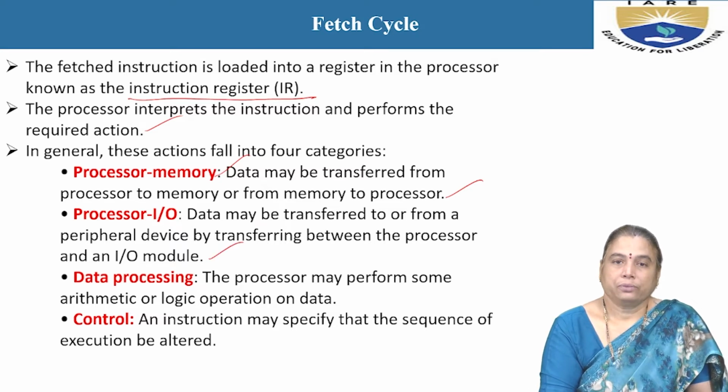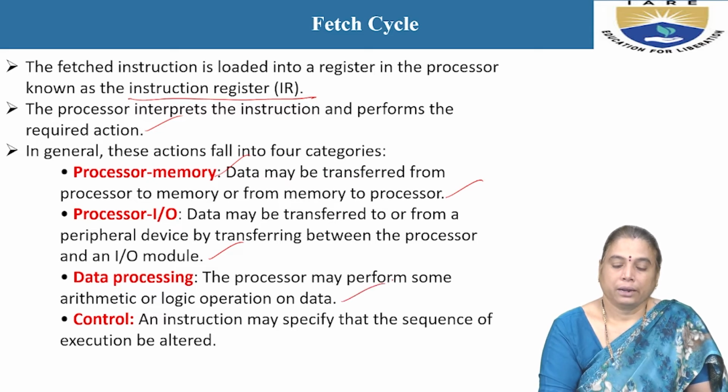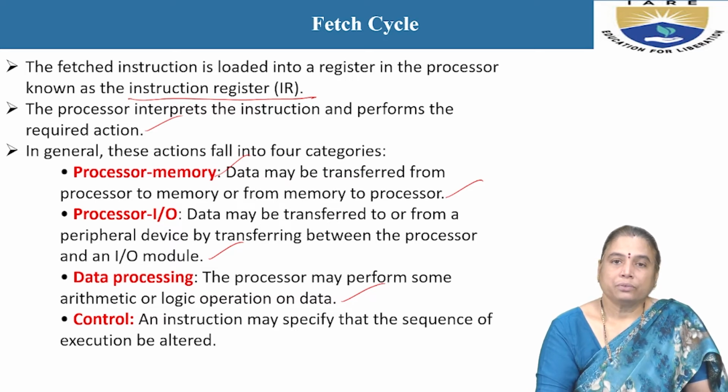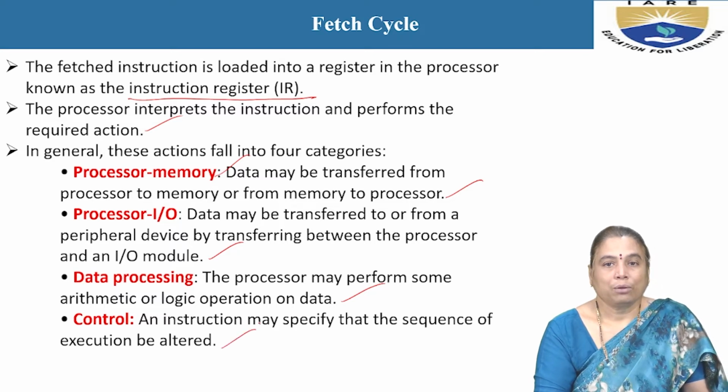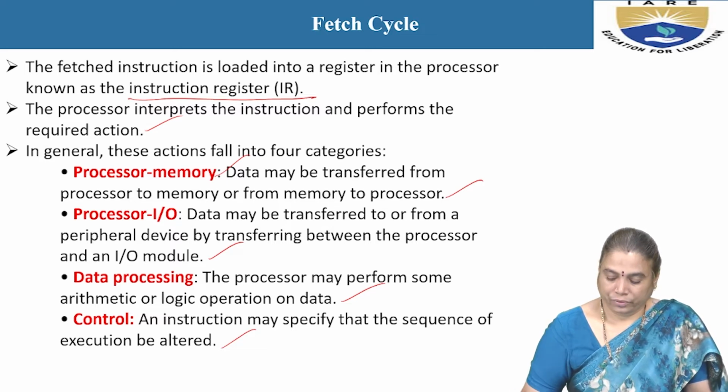The third action is data processing. The processor may perform some arithmetic and logical operations on the data. So data manipulation micro operations can be performed. Next is control. An instruction may specify that the sequence of execution can be altered with the help of jump instructions or call or branching instructions. So this is the fetch cycle or the fetch step.